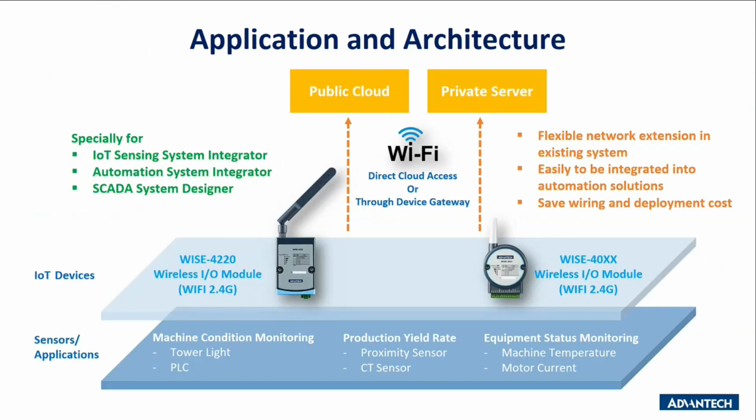So in this table, you can see the application and architecture of how WISE 4000 and WISE 4220 are connected. The lower part is the physical signal, which is the sensor layer for machine status monitoring. You can have flexible network extension in your current system as it is easily integrated into an automation solution. And with this Wi-Fi connection, you can save on wiring and deployment costs. But also take note that our WISE module currently only supports 2.4 gigahertz frequency.